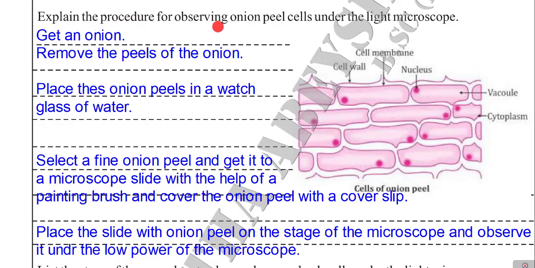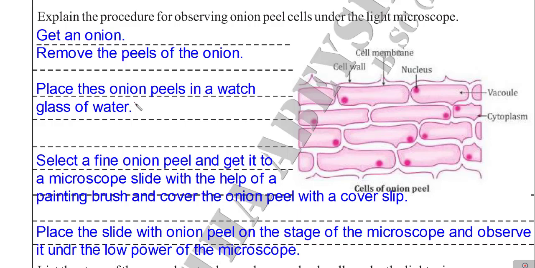Sir, explain the procedure for observing onion peel cells under the light microscope. Okay. We can get a red onion. Remove the peel of the onion. We can peel the onion there, children. Then we place it into a watch glass of water, a small container, the watch glass. It is having the water, children. We can get it. Place the onion peel in the watch glass of water.